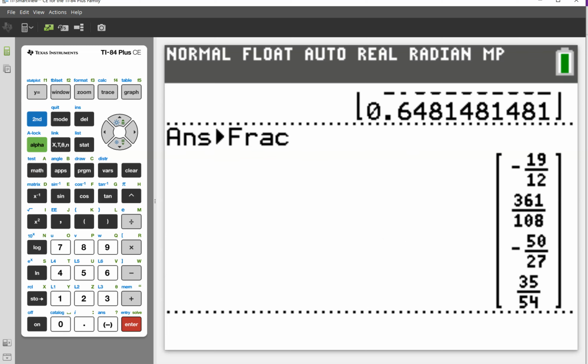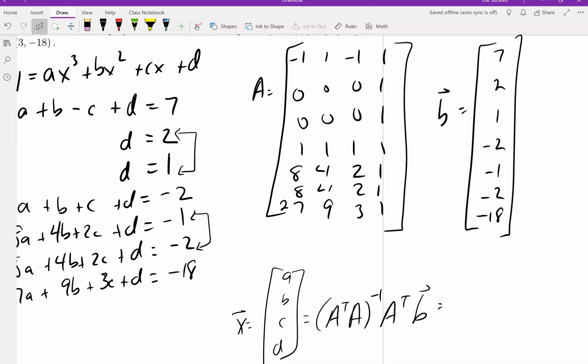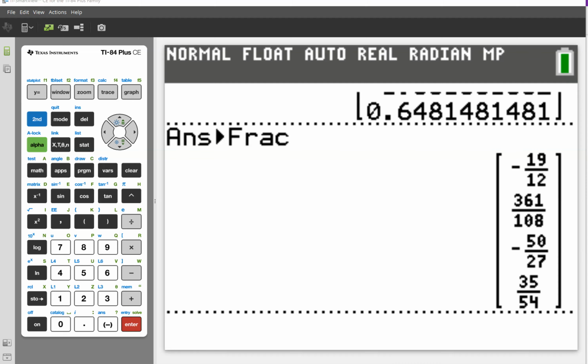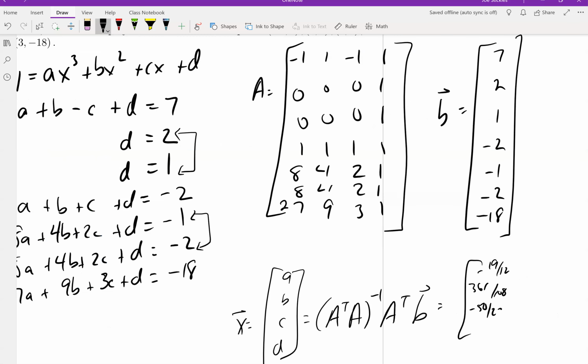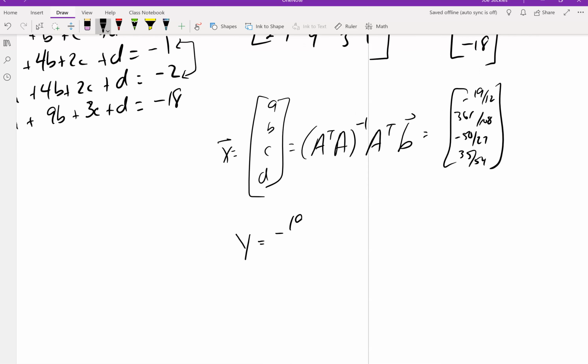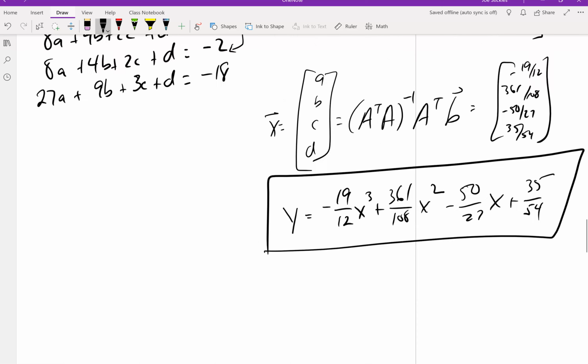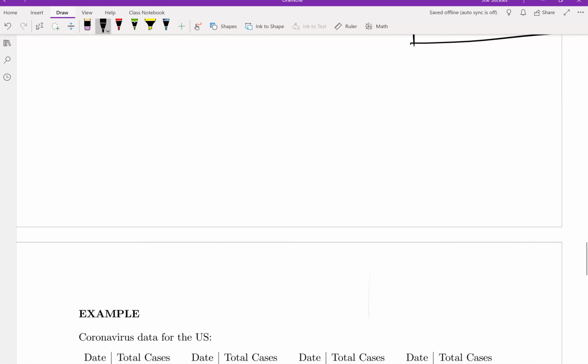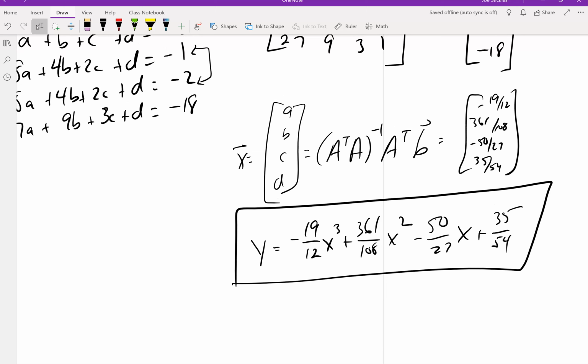There you go. So in this one we get negative 19 over 12. It was something over 108. Remember that much. 361 over 108, negative 50 over 27, and the last one was 35 over 54. So our least squares cubic is negative 19/12 x cubed plus 361 over 108 x squared minus 50 over 27x plus 35 over 54. That's our least squares cubic. And I did not plot this for you to show you what that looked like.